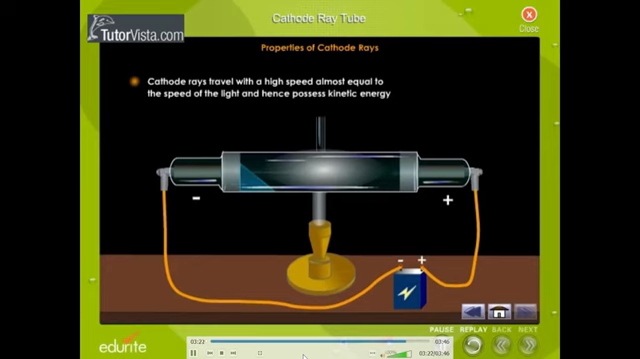Cathode rays travel with a high speed almost equal to the speed of light and hence possess kinetic energy. When cathode rays are made to fall on a paddle wheel, the wheel starts rotating, showing that the rays possess kinetic energy.